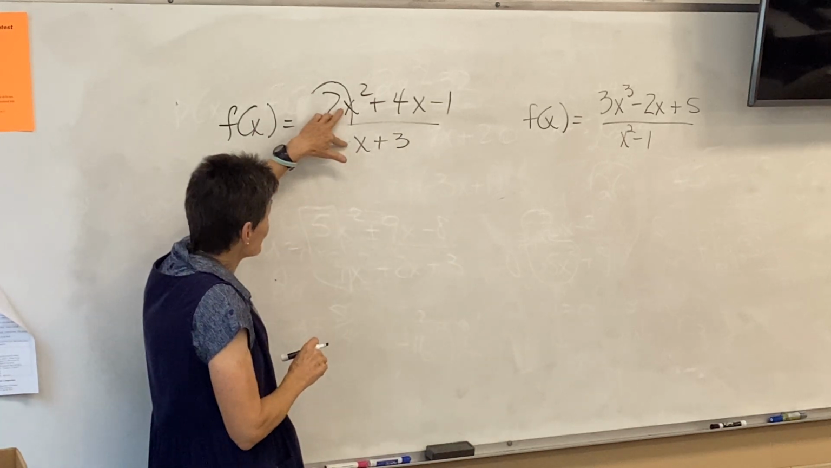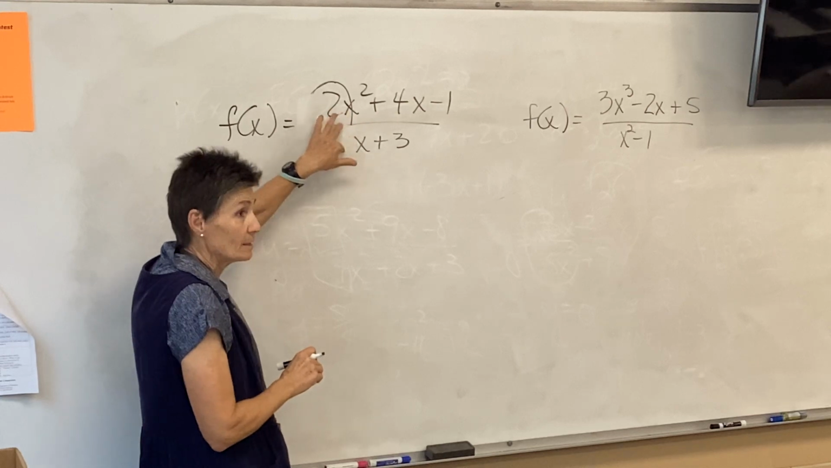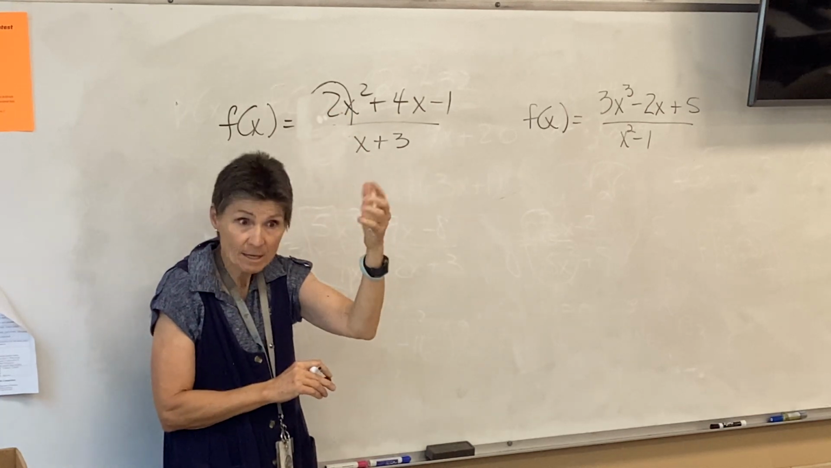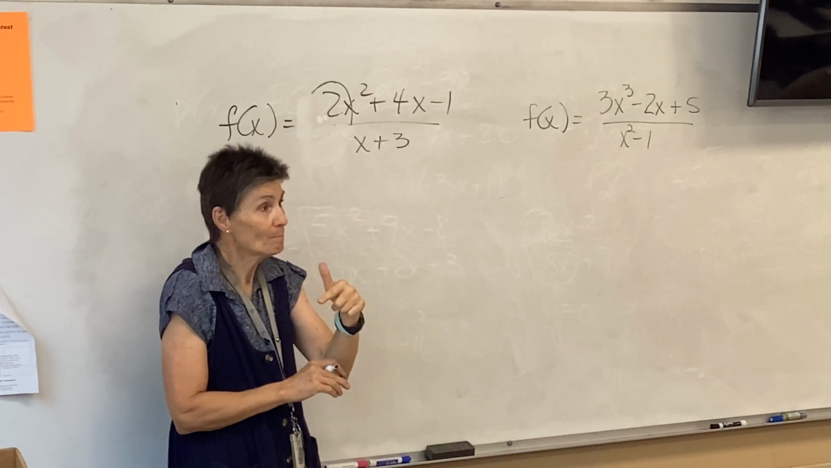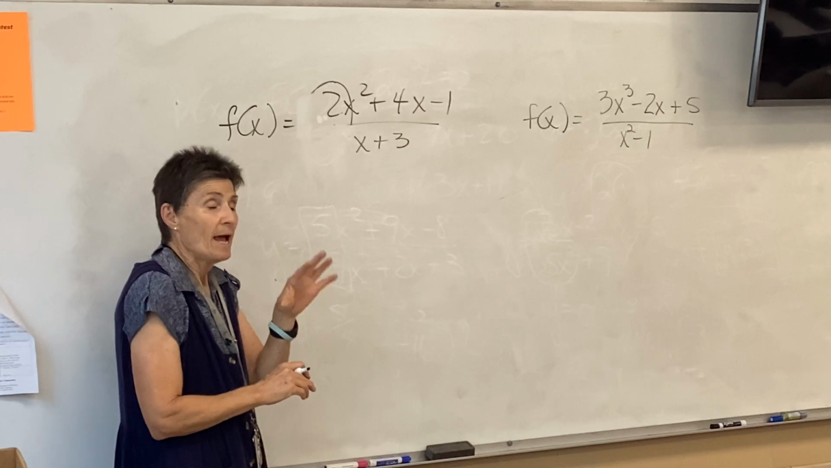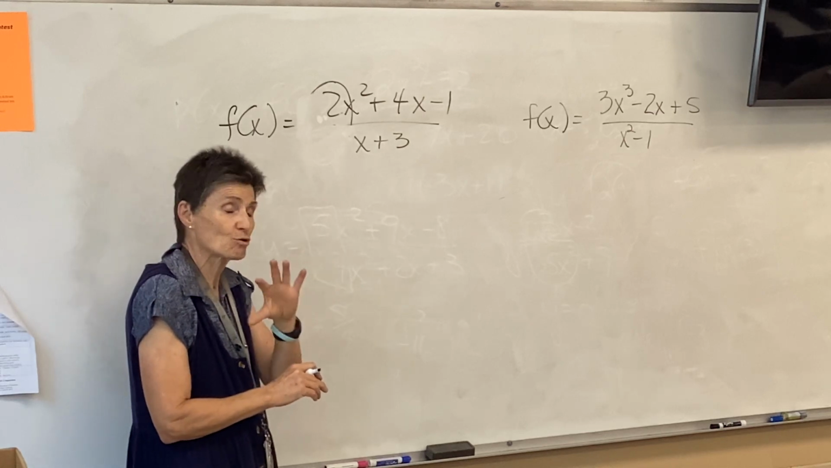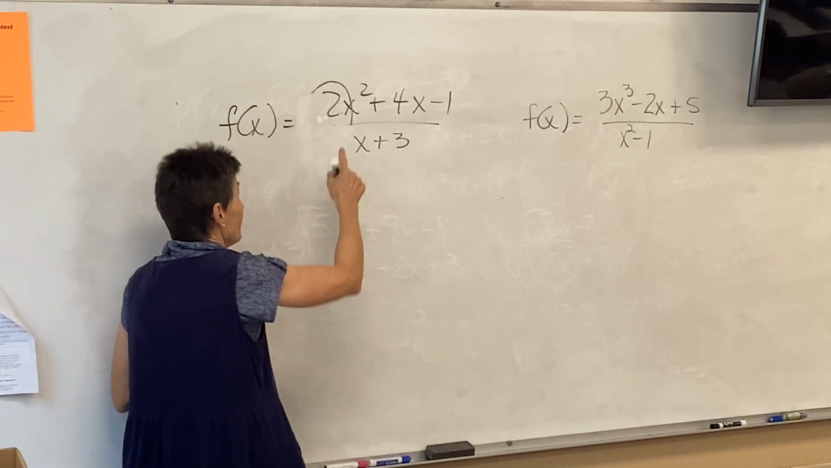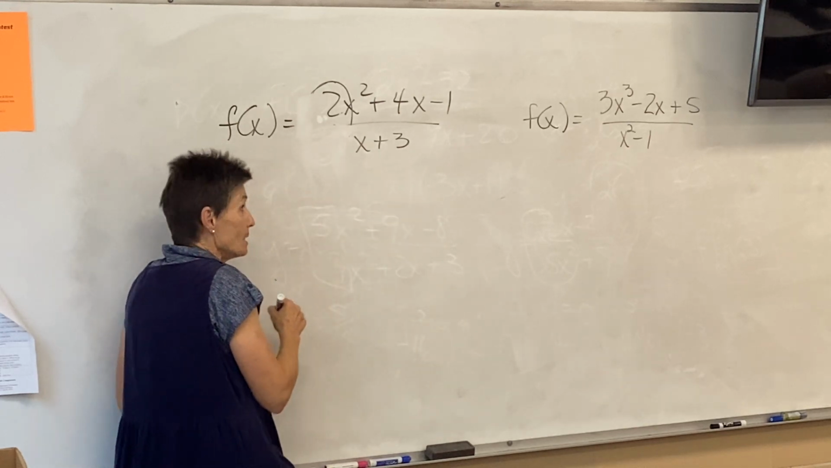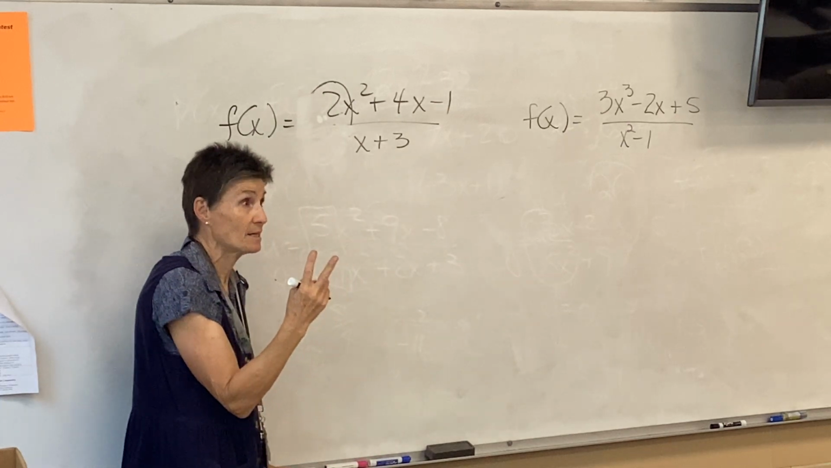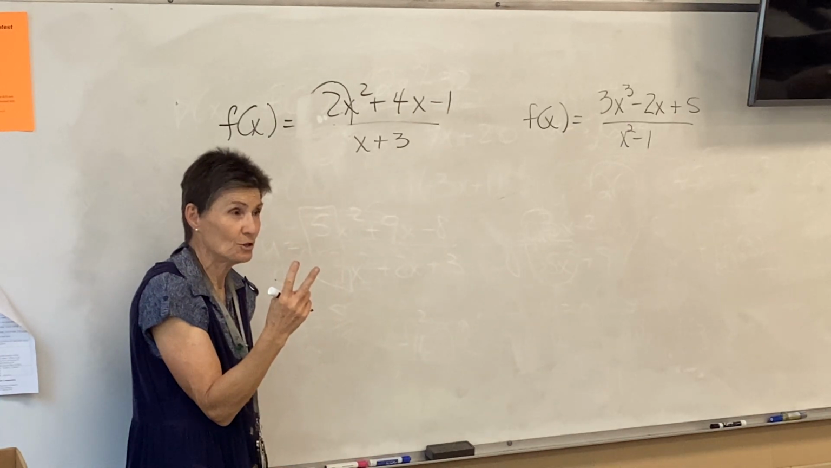When the difference in the degrees is just 1, so when the top degree is 1 bigger than the bottom, you're going to have what we call a slant asymptote. And to find that slant asymptote, it's really easy. You're simply going to divide the top by the bottom. Now, I've got an example in each here because there's 2 ways to divide polynomials. Do you know what I'm talking about?